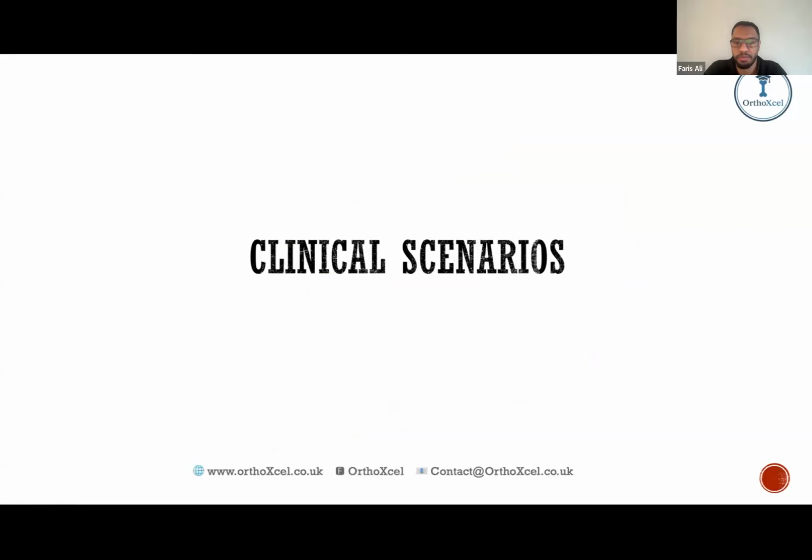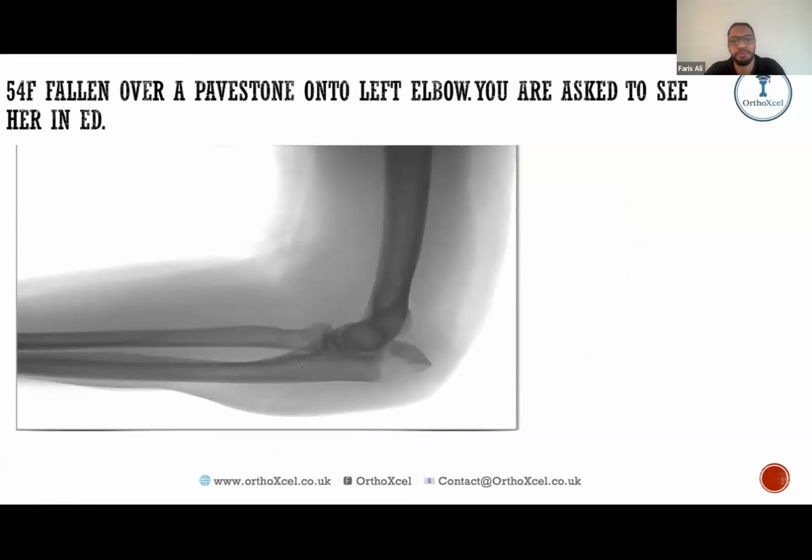So that was just a brief view on the anatomy that you need to know around the elbow region. Going to the clinical scenarios, there are not really many clinical scenarios from the elbow point of view, apart from the main ones, which will be this one, for example.